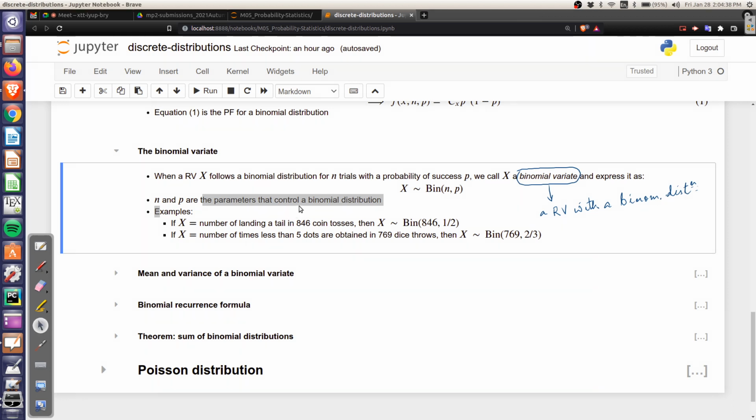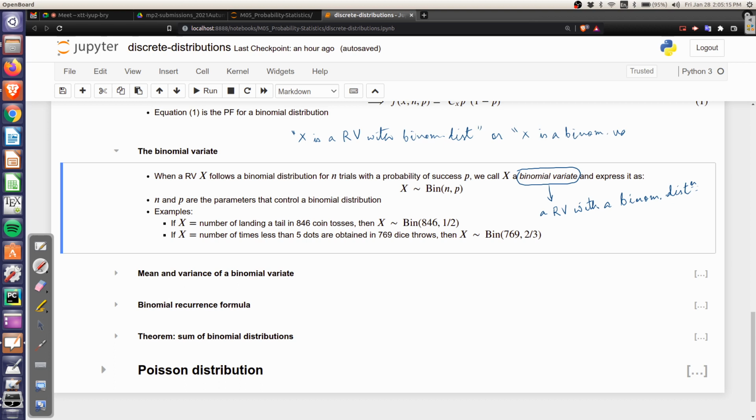That's all, nothing more than that. So that's what you need to remember. We write it in a shortcut. Instead of saying, let's say you want to describe a random variable, you could write: X is a random variable with a binomial distribution. Another way to describe it is to say X is a binomial variate.